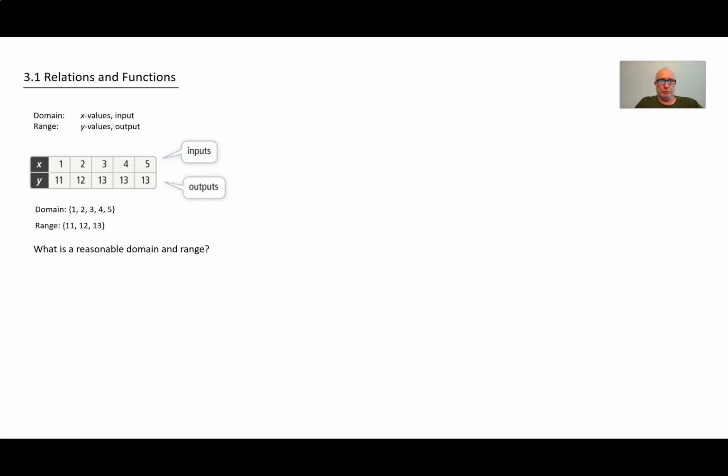When we look at a specific scenario, we want to figure out what's a reasonable domain and range. So here's a situation. A hose fills a 10,000-gallon swimming pool at a rate of 10 gallons per minute. The water in the pool depends on how many minutes have passed. So the dependent variable, or the y values, are going to be the gallons in the pool. The independent variable is the minutes, so that's the x values, the input. The minutes determine how many gallons are in the pool.